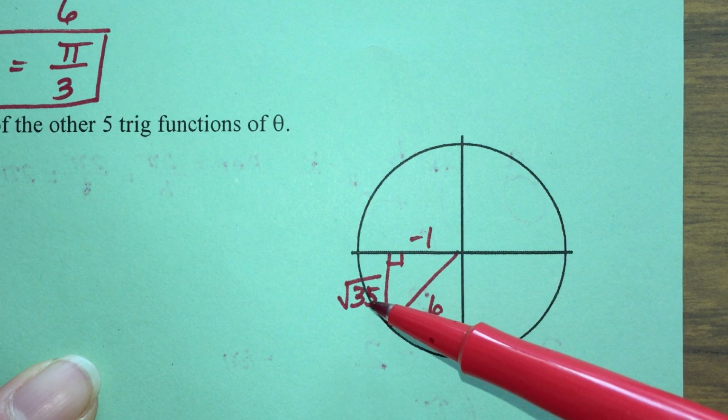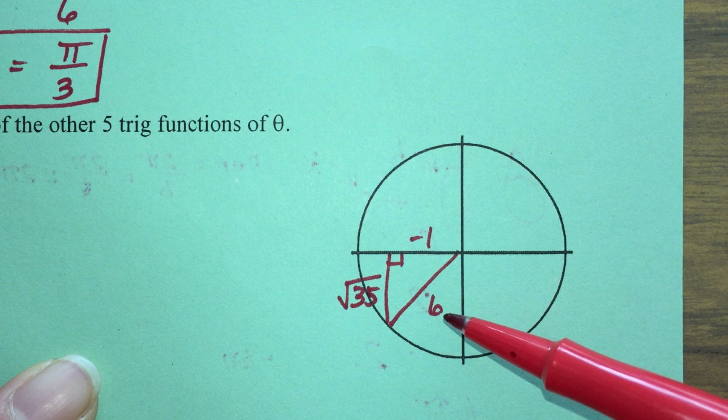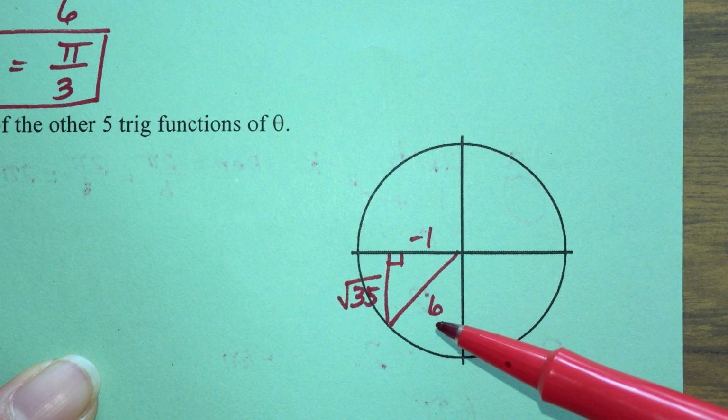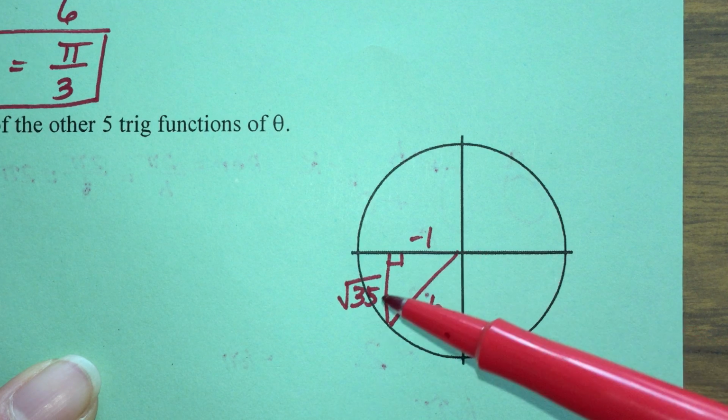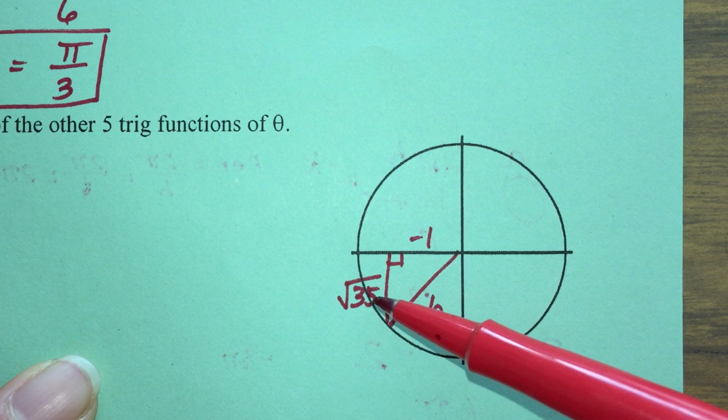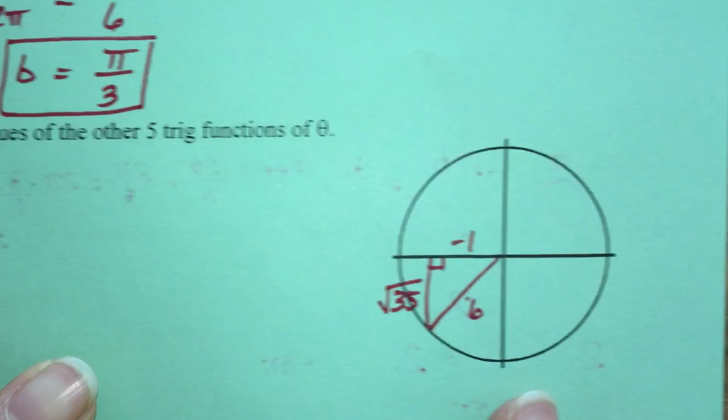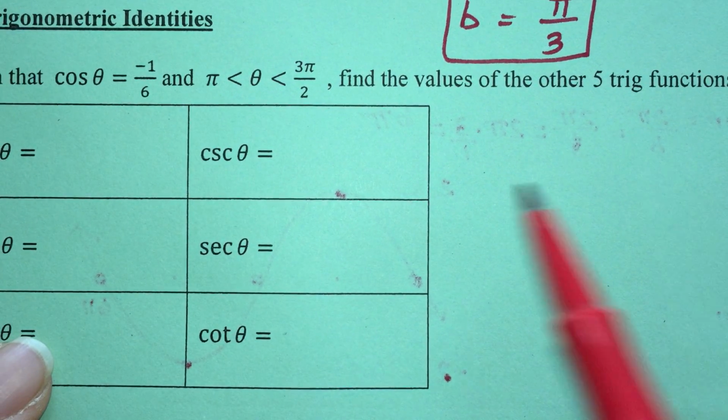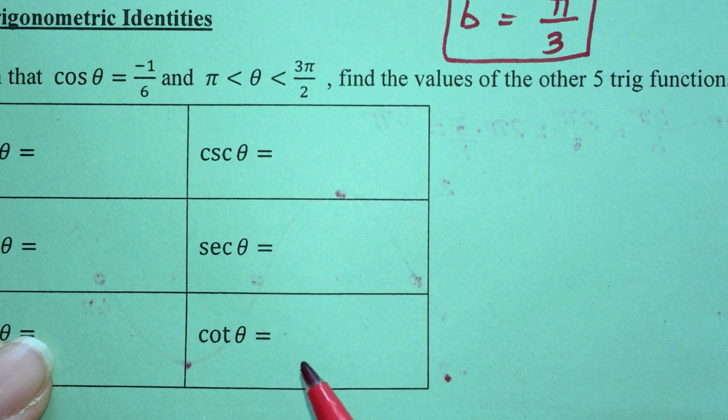So sine is opposite over hypotenuse, square root of 35 over 6. Tangent is opposite over adjacent, square root of 35 over negative 1. Then go ahead and flip each one to find the reciprocals: cosecant, secant, and cotangent.